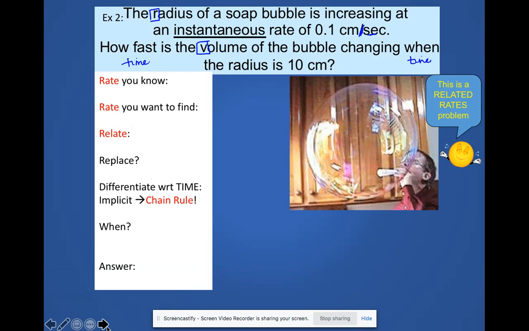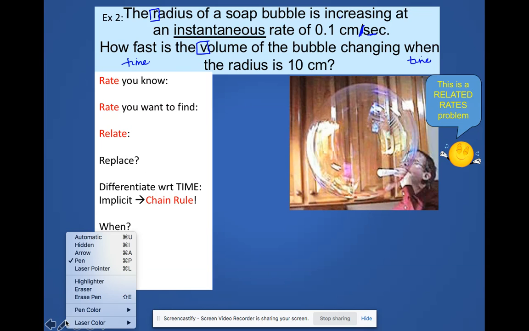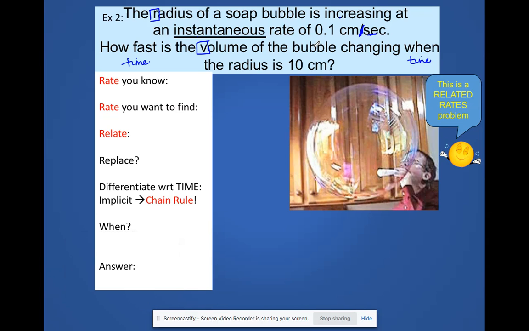Bam. Okay, here's what I want to know. Here's what I want to put down. I'm sorry. The rate I know. So somewhere in the problem, they're giving you a rate of change. Do you see it? Yes. Right? The rate I know is the rate of what? The radius. So write down the rate you know.